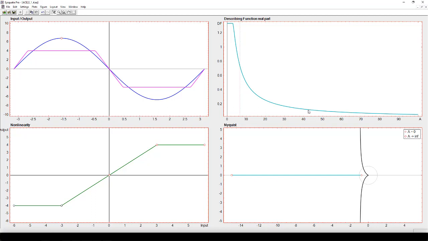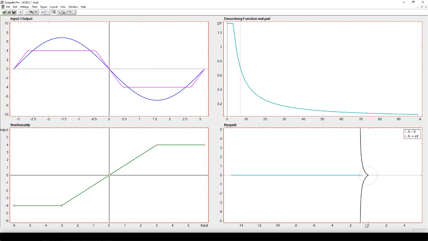Therefore, the describing function starts at -1 divided by k for amplitude 0, where k is the saturation slope, and tends to infinity on the negative real semi-axis as the amplitude tends to infinity. In this example, the slope k is 4 divided by 3. On this plot, we can find another interactive element, which is the dotted line, which also shows the amplitude of the input wave. As we drag it, the amplitude of the blue wave on the input-output plot varies as well.